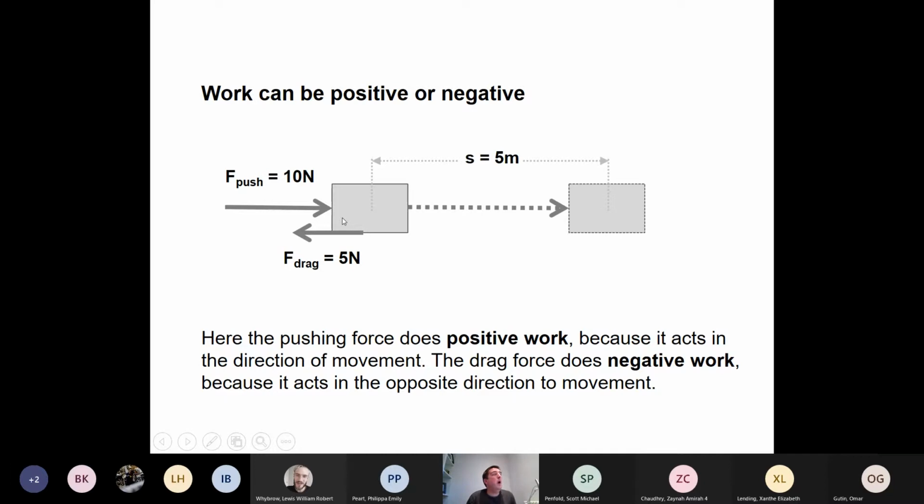So sometimes work can be negative. I guess this is a detail that we don't really get into in any important way in this module. But it's just worth being aware, if we're pushing to the right on this screen, we've got the same kind of setup as before, 10 newtons pushing to the right over a distance of 5 meters. So this pushing force is doing 50 joules of work. But you could say that this drag force is doing 25 joules of negative work.